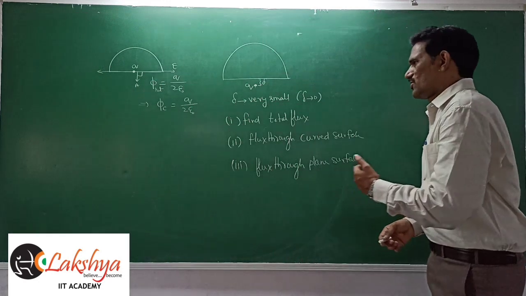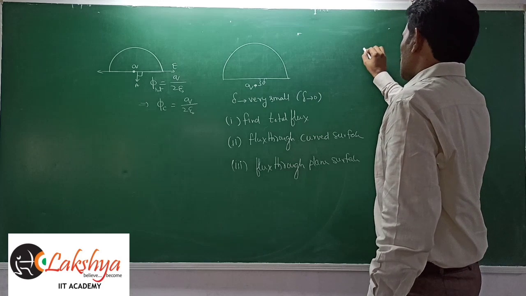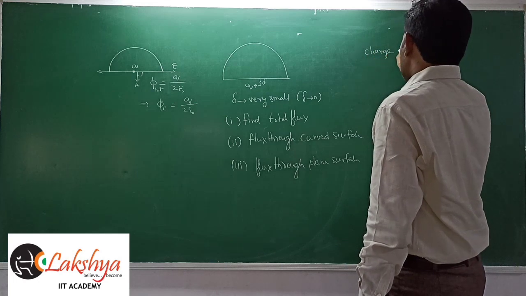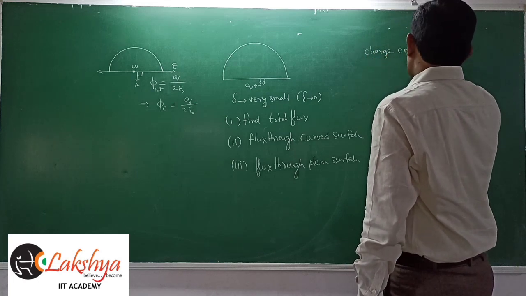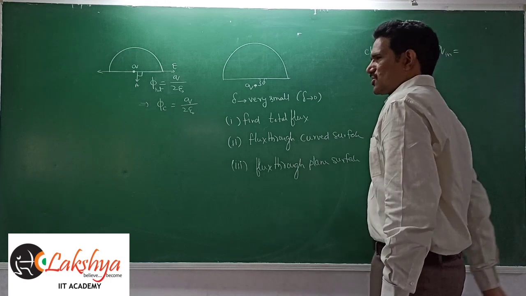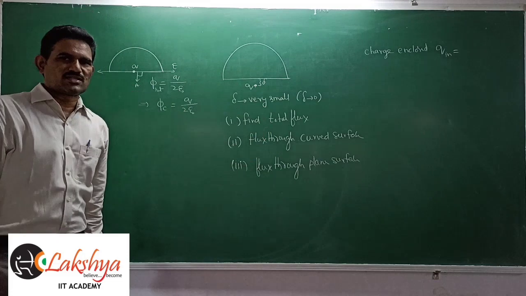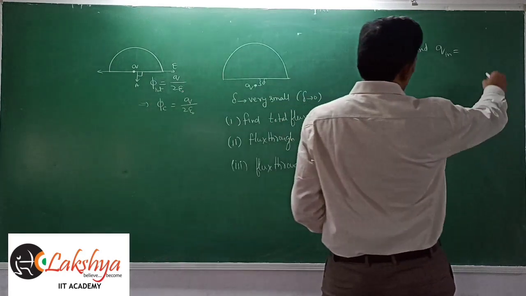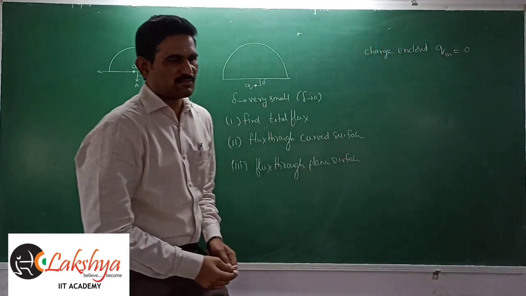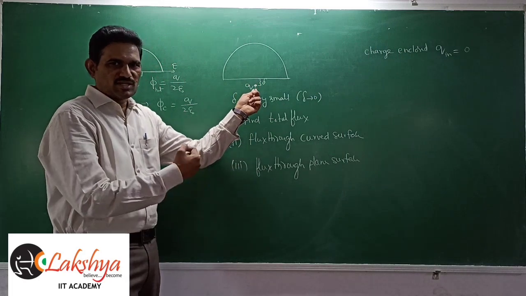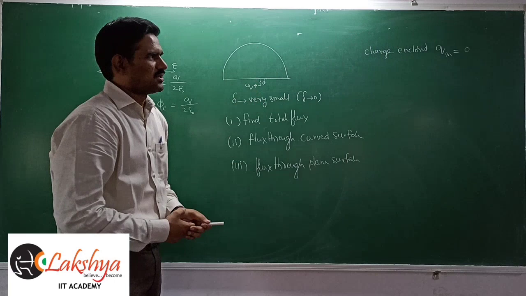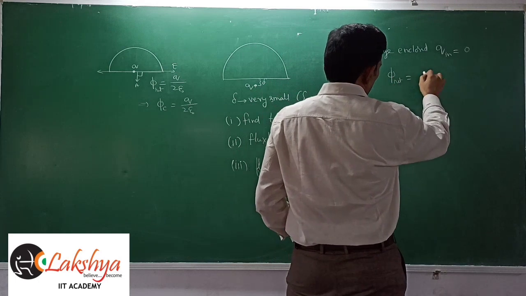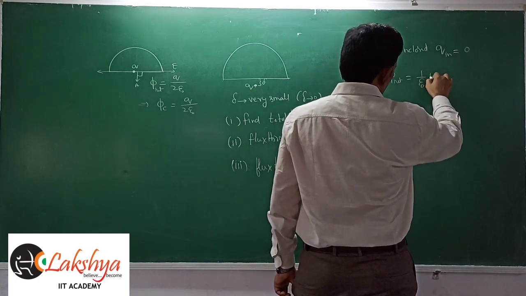Now I am writing the total flux here. In this case, can you say what is the charge enclosed? Let us take the surface itself as a Gaussian surface. What is the charge enclosed by the Gaussian surface? 0, right? Because the charge is outside this hemisphere, no charge is present inside, so the charge enclosed is 0. From that we can write the net flux, or total flux, as 1 by epsilon naught times 0. That means the total flux is 0.